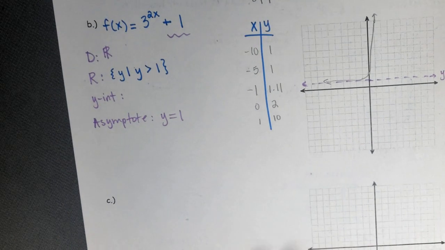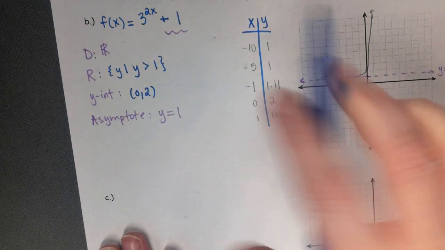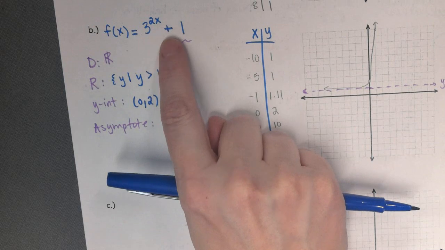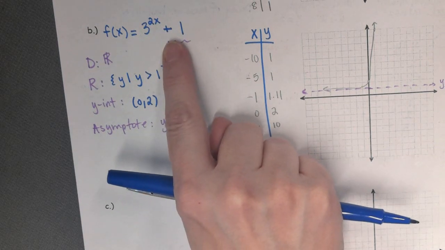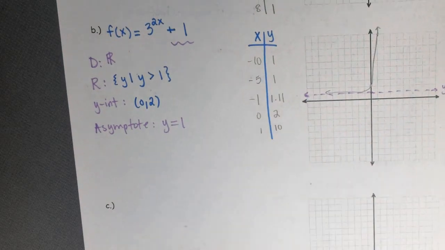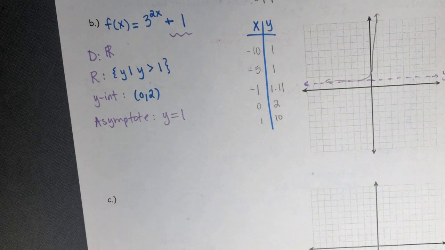Okay, and then your y-intercept in this case is 0, 2. Okay, so notice that you have an x with this and a plus 1. So that's not the same form as the one that we did on the front. That's why you can't just look at the first number there.